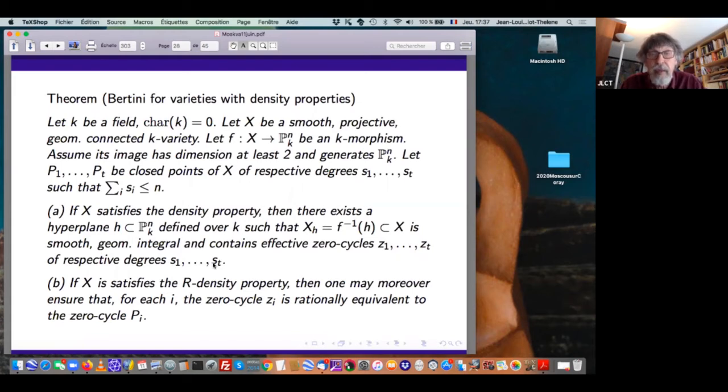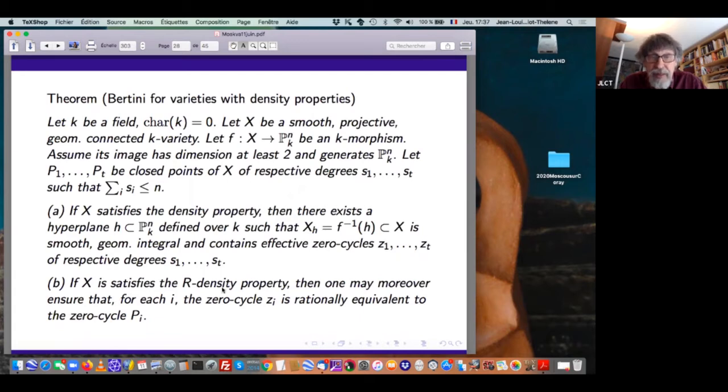Okay. So we started with some closed points, and now we've replaced them. We didn't know whether there was a smooth hypersurface that contained them, but now we've found effective zero cycles of the same degrees as the closed points we started with, through which there's a smooth projective hypersurface that goes.